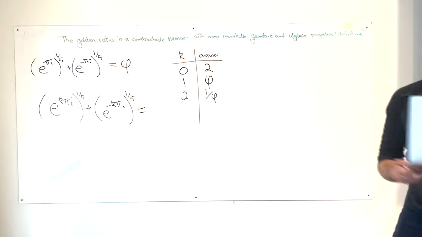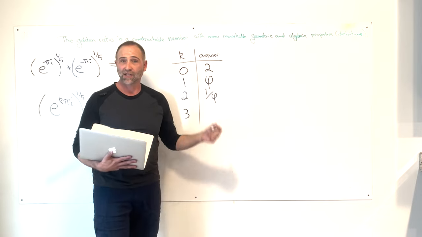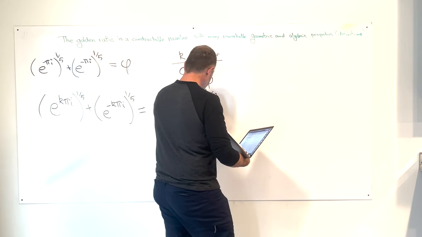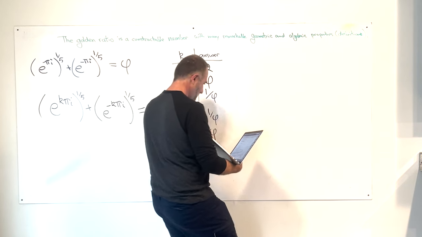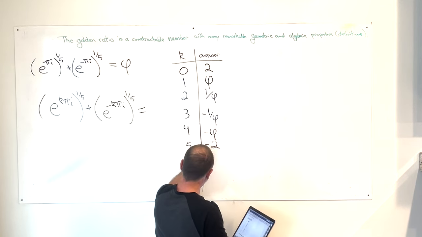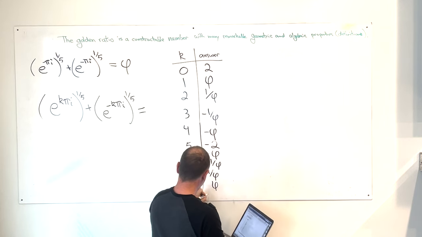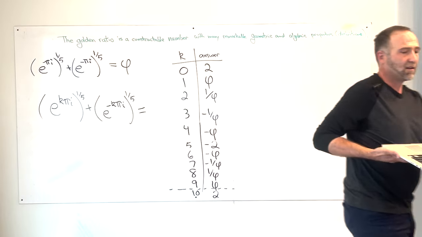All right, I'm going to fill in the rest. You can verify them, okay? Because there's a pattern that ends up repeating. I don't have to do an infinite list for you. I just have to show you one set and then it repeats. So 1 over the golden ratio, then negative 1 over the golden ratio. And for 4, it's the negative golden ratio. And for 5, it's negative 2. And 6, it's negative golden ratio. 7, negative 1 over the golden ratio. 8, 1 over the golden ratio, 9, the golden ratio, 10, back at 2. So we're repeating the pattern there.